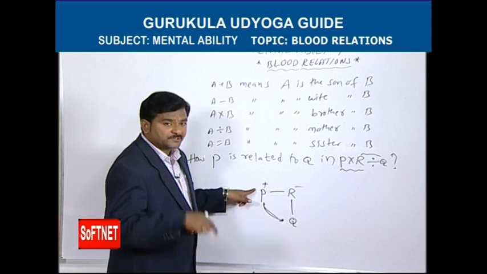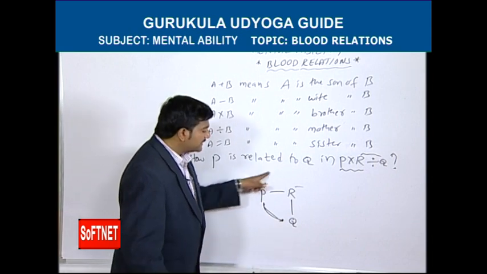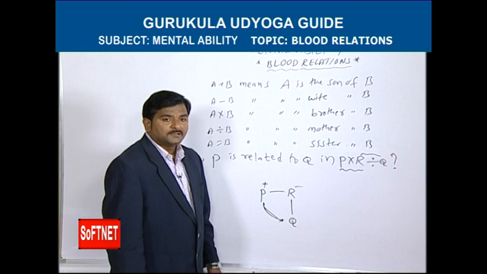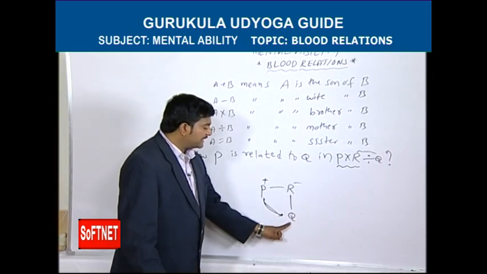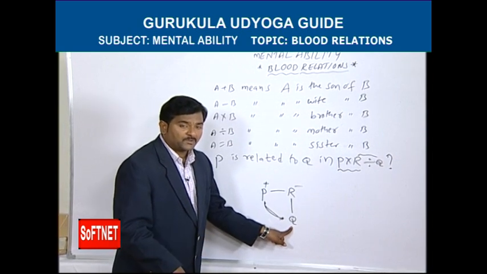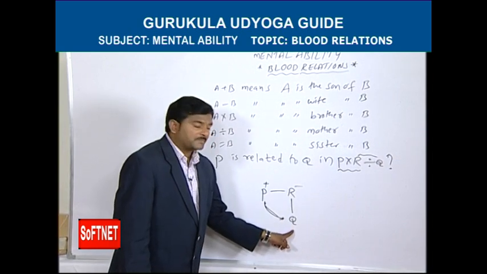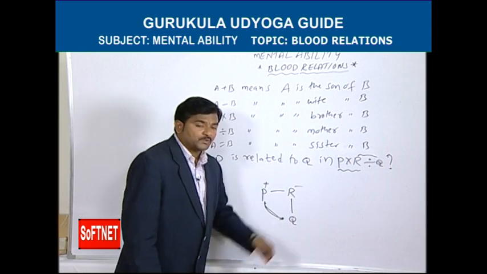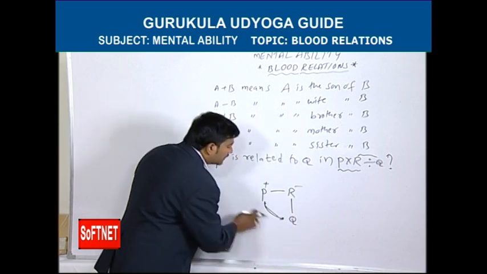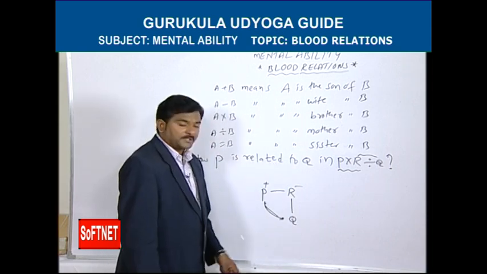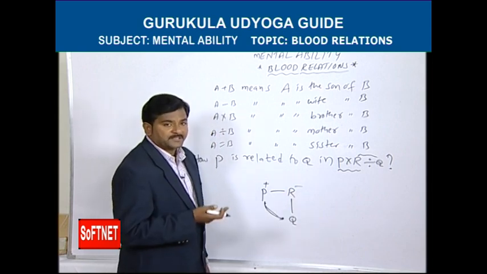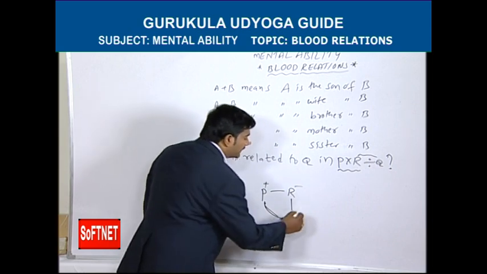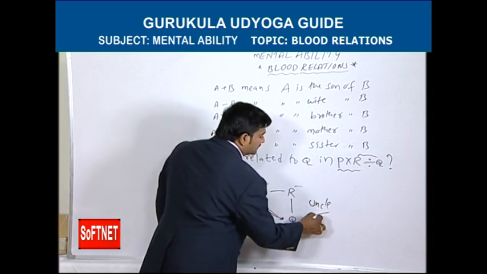Think that P is yourself. My sister's child. My sister's child, we cannot decide here whether it is a daughter or son. But the question is how P is related to Q. So indirectly, my mother's brother. My mother's brother is called simply what? Uncle. That is the answer.